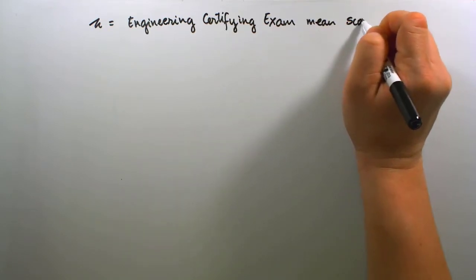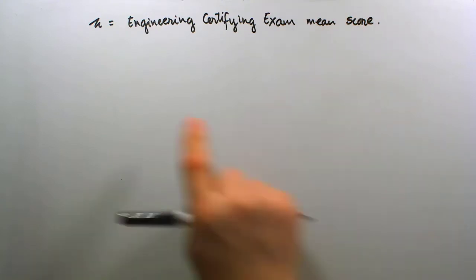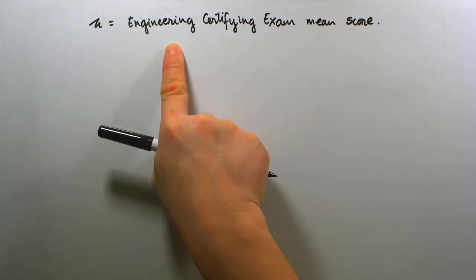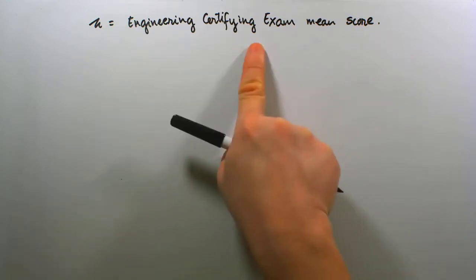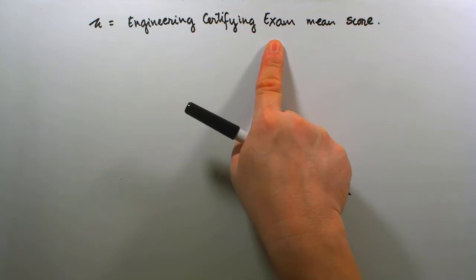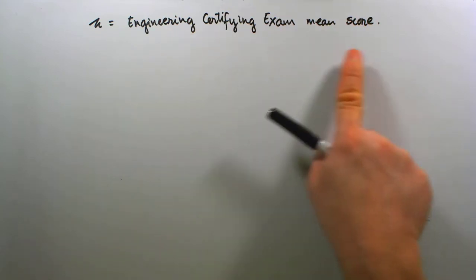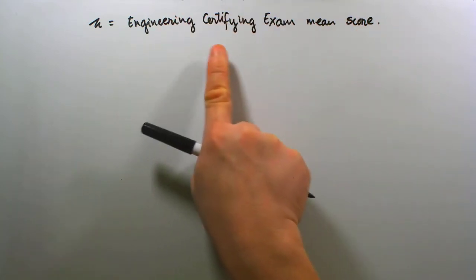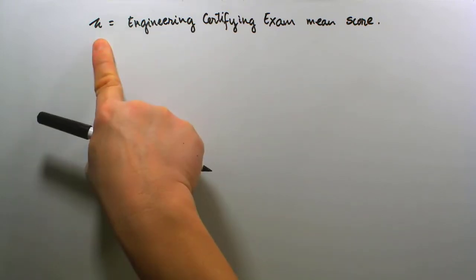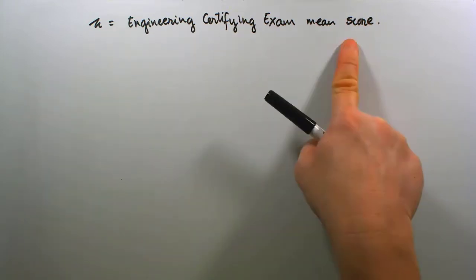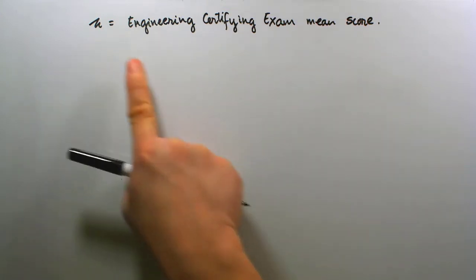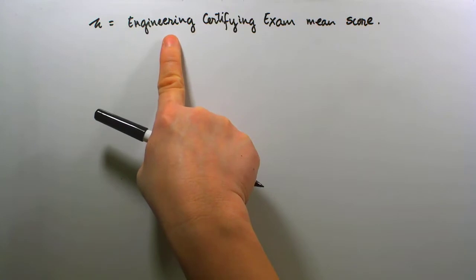This is a population mean because, as I introduced earlier, this engineering certifying exam is not only offered at Newton University, it's not only offered at Gauss University, it is offered at any university in the nation as long as there is an engineering department. In other words, this mean score deserves its place to be a population mean because there are a lot of students in the engineering field.